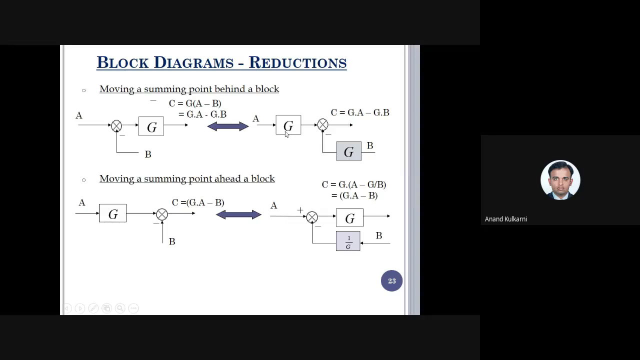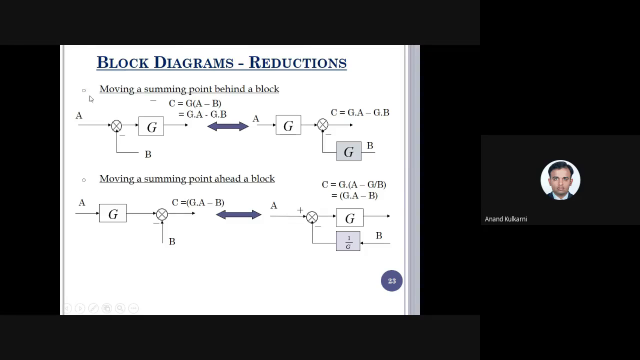Now, just observe here. The signal which is coming here is G into A. But the signal which is coming here has to be G into B, because the output signal is nothing but GA minus GB. But if this block is not multiplied, what do I get? I get G of A minus B, which is not correct. Because the output I want should be G of A minus G of B.